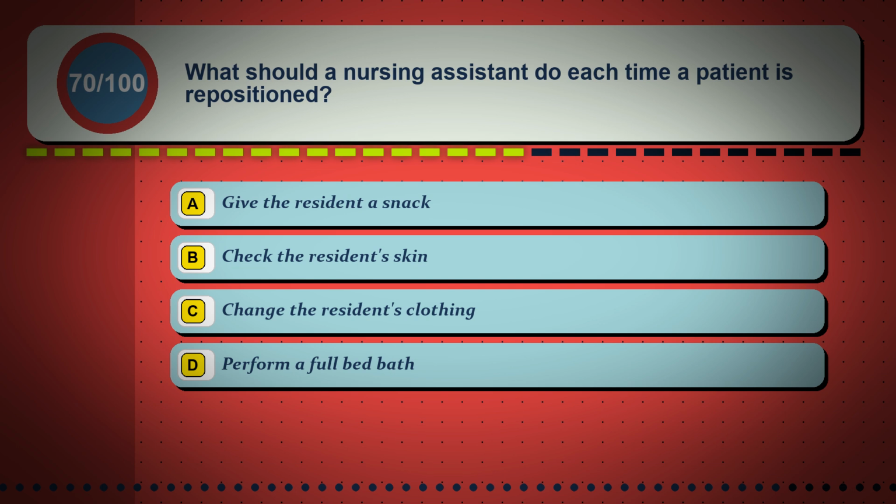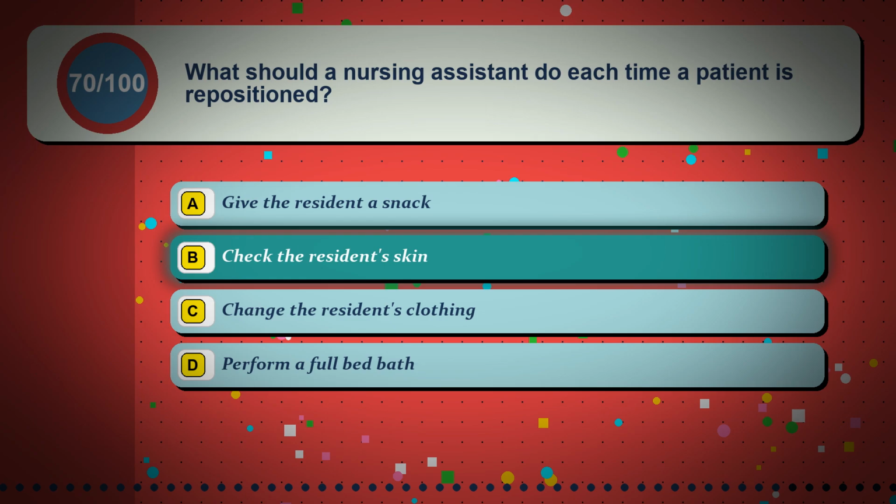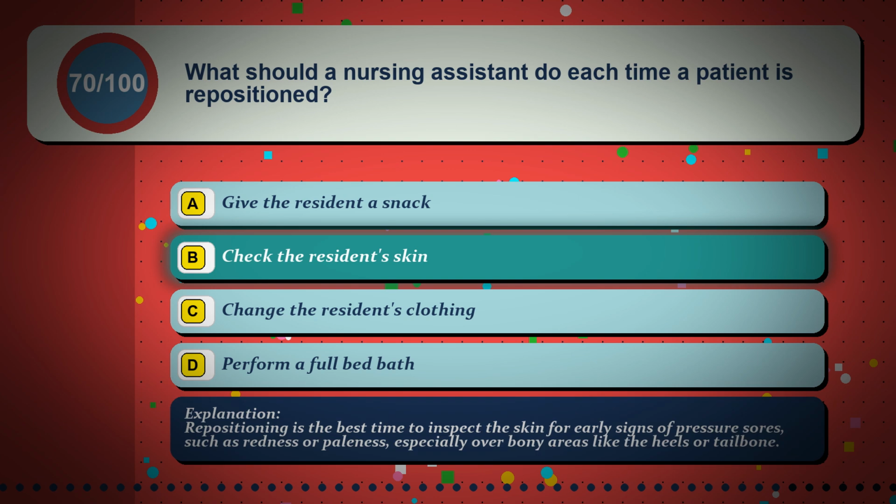Option A. Give the resident a snack. Option B. Check the resident's skin. Option C. Change the resident's clothing. Option D. Perform a full bed bath. The correct answer is option B. Check the resident's skin. Repositioning is the best time to inspect the skin for early signs of pressure sores, such as redness or paleness, especially over bony areas like the heels or tailbone.